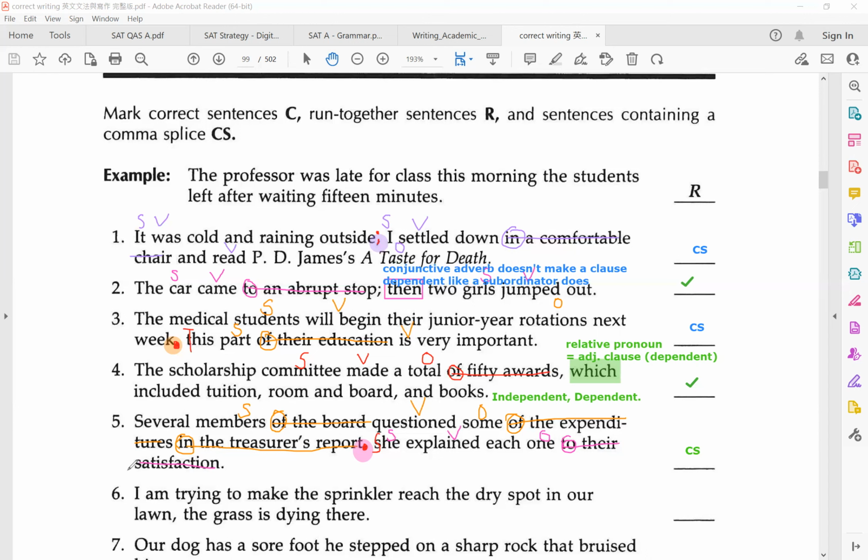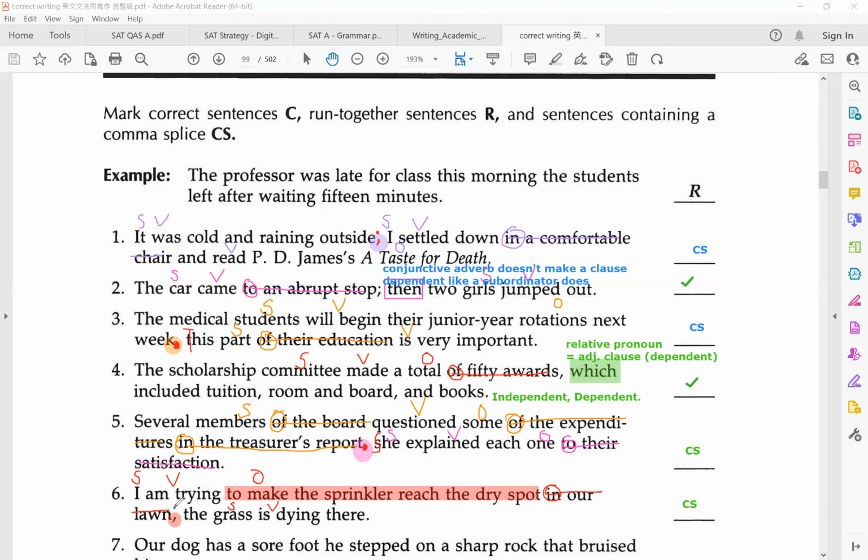All right, one more. I am trying. Remember, a verb can be more than one word. So am trying, present progressive, to make the sprinkler reach the dry spot in our lawn. So if you remember, to make the sprinkler reach the dry spot is our infinitive phrase, and this is functioning as the object of the sentence. All right, and the grass, subject, is dying there. I have two complete sentences with a comma. So, of course, this is again a comma splice. So, I'm going to change it to a period.